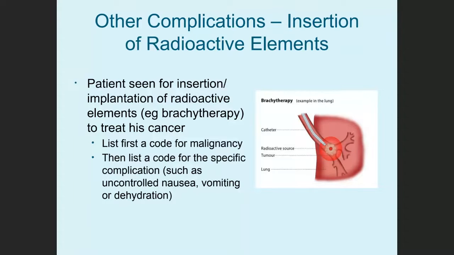A complication may also occur when a patient receives brachytherapy to treat a malignancy. So the patient is getting insertion, implantation of radioactive elements to treat the cancer. So in this case, the guidelines say list first a code for the malignancy because what's being treated in this case? The malignancy. Then list a code for the specific complication of the brachytherapy. Could be nausea, could be vomiting, could be dehydration, could be a lot of different possible things. So the patient is getting radioactive elements inserted and experiences a complication.